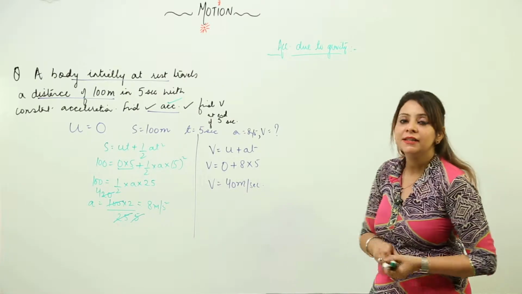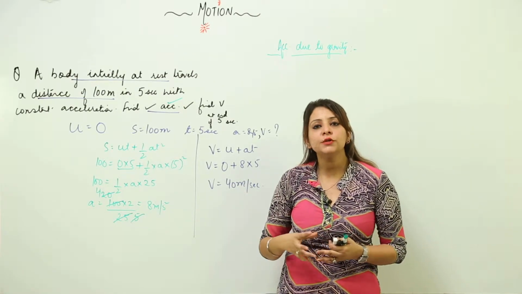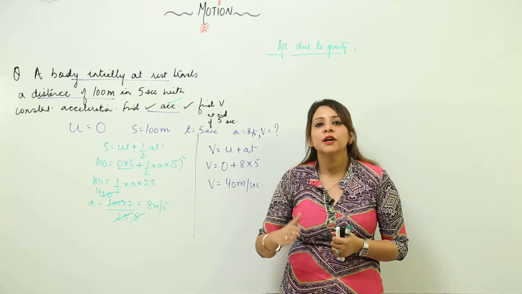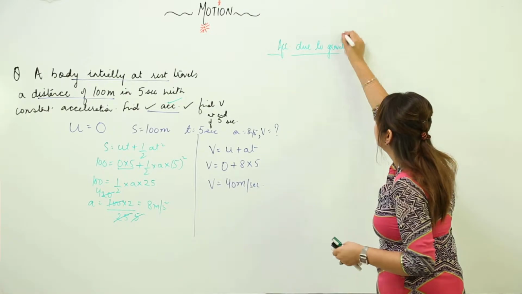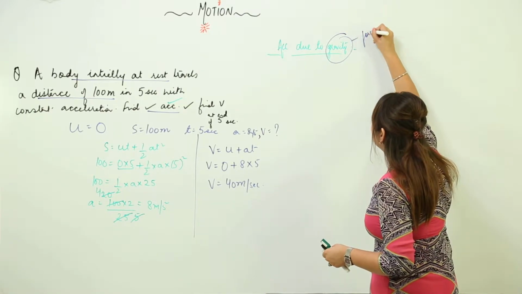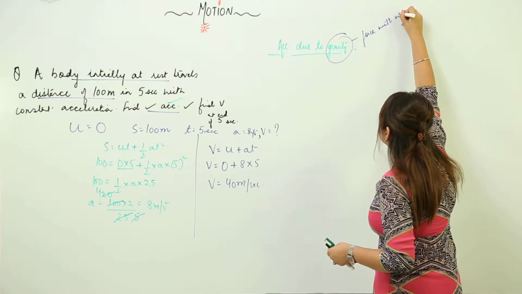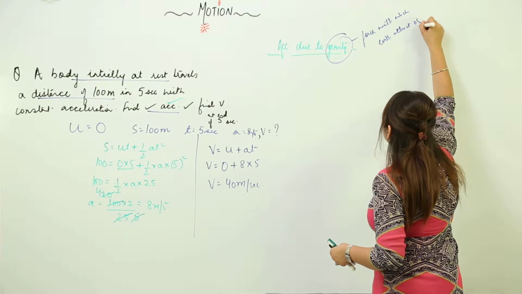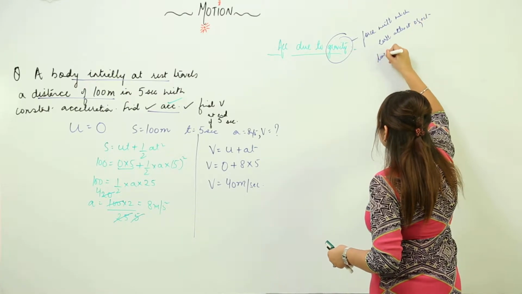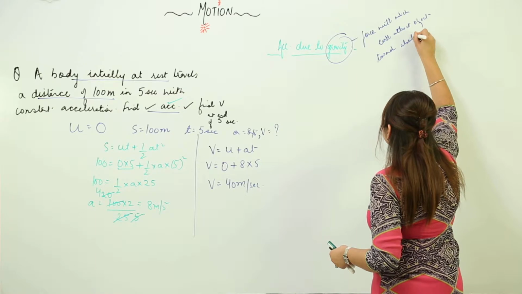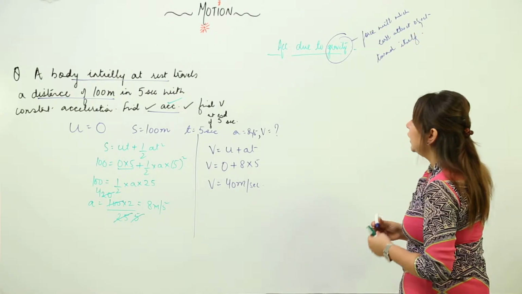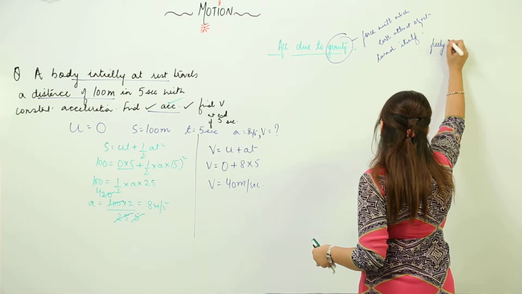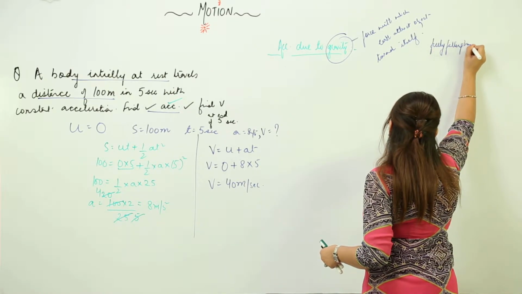Now what's that? See, gravity is a force with which earth attracts the object towards itself. I will write here, gravity is a force with which earth attracts objects towards itself. This is the gravity, right? So now we have one more term, that is freely falling body. What is a freely falling body?